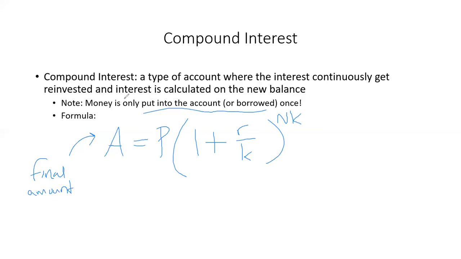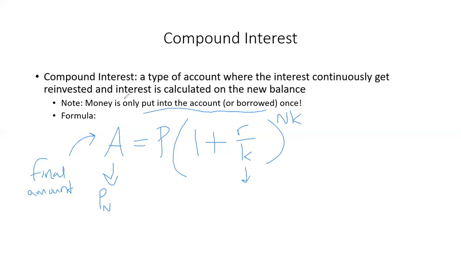Just a quick note, your book for A uses P sub N. They're saying what is the amount after a certain number of years. I find it's easier just to keep the same variables between formulas, just to eliminate any confusion, less variables that we need to be able to identify. So the final amount here is just A, just like before.